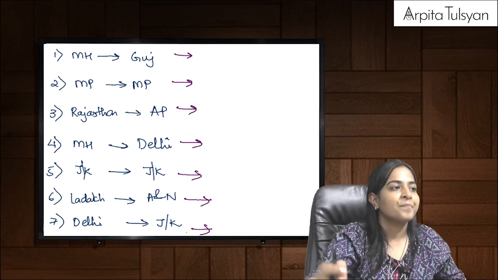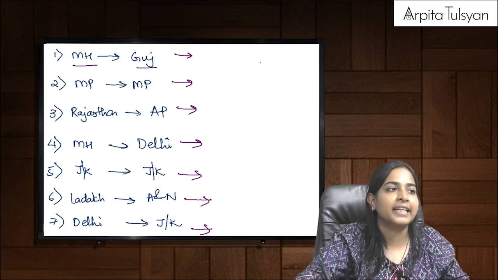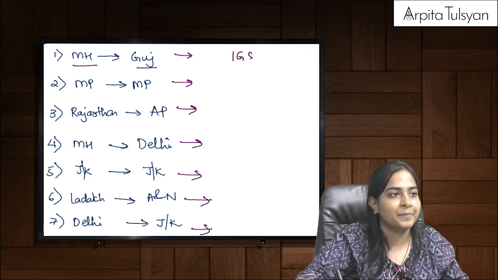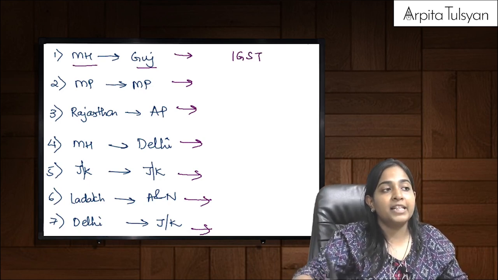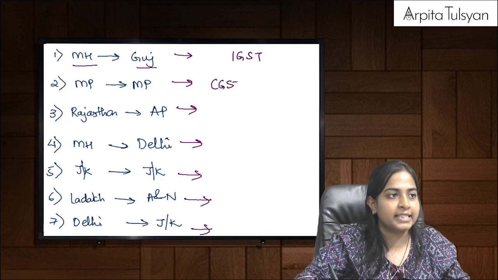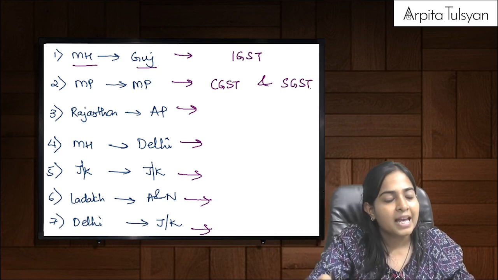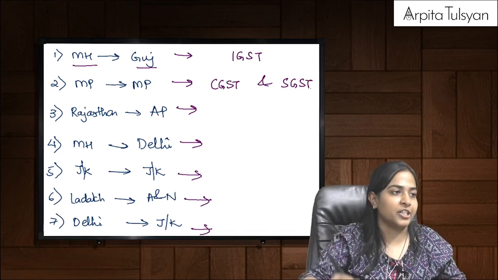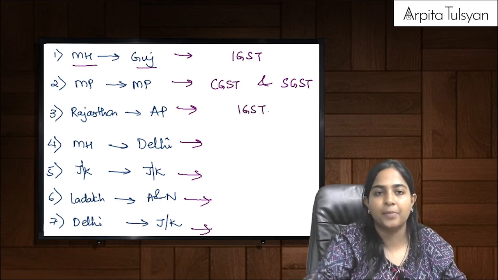Maharashtra to Gujarat. One state to another state. Which tax? IGST. Okay. Madhya Pradesh to Madhya Pradesh. Same state. CGST and SGST. Okay. Rajasthan to Andhra Pradesh. Different states. Normal, IGST will be applicable.